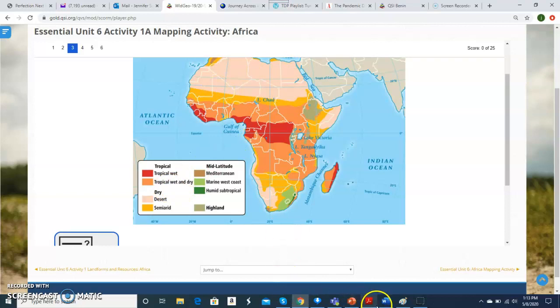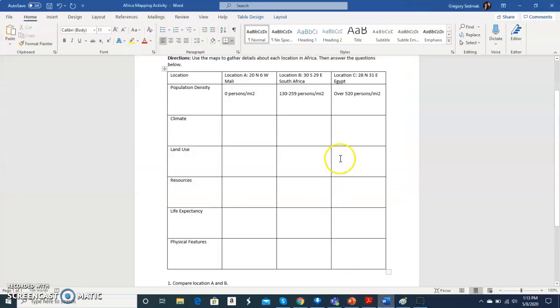So if I take you back to the worksheet, now again, I'm not going to type these answers in, but I've shown you how to get the answers. Give me a description of the climate in Mali, of the climate in South Africa, and the climate in Egypt.